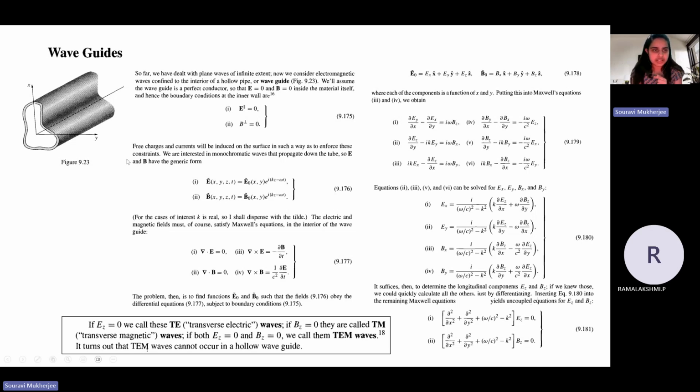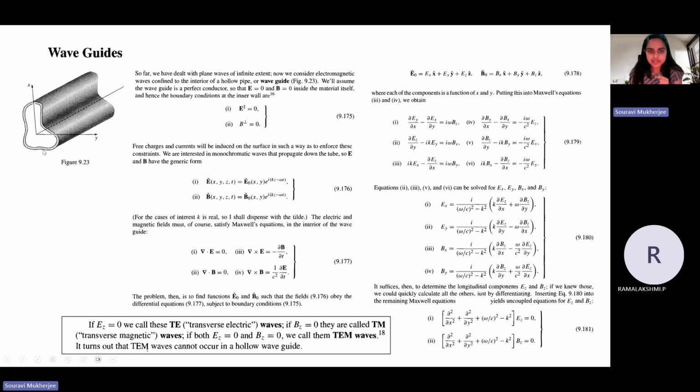Okay. So to start with, if we have to start from the Maxwell's equations, we can say that this is how a typical waveguide will look like. Okay. So it's like a hollow pipe with a conducting surface. So suppose this is a metal. Okay. So then we know that for a perfect conductor, the electric field and the magnetic field should be zero when we talk about this inner wall, right? Now that sets the boundary condition for the waveguide.